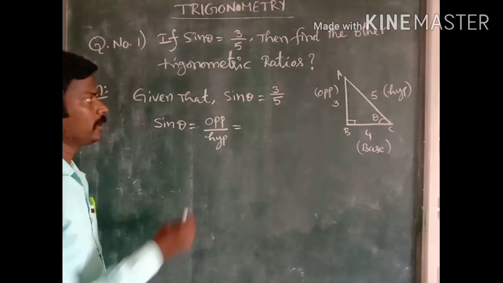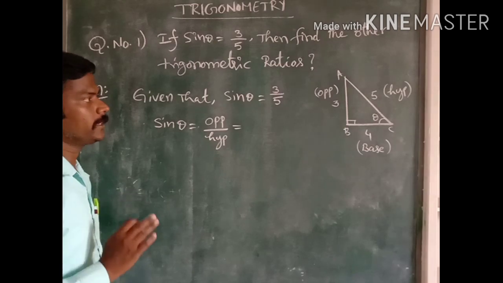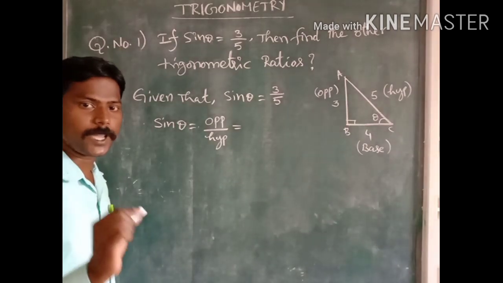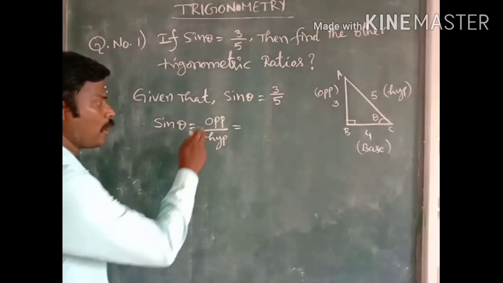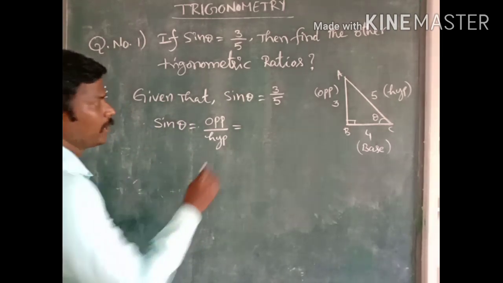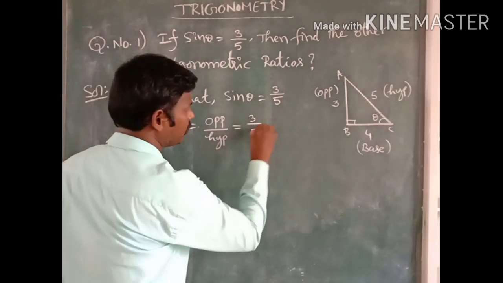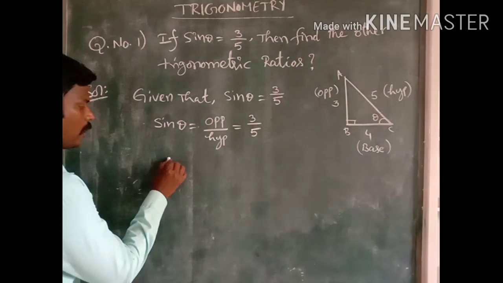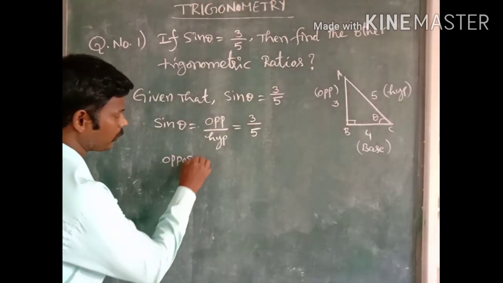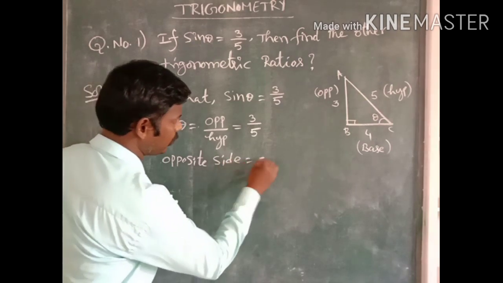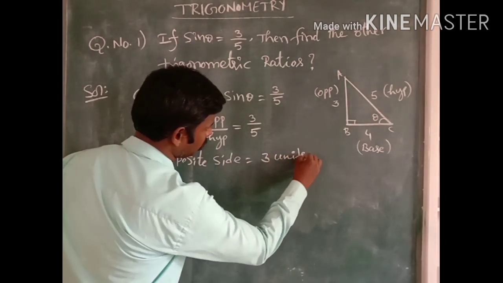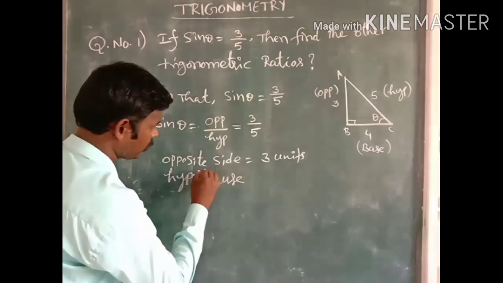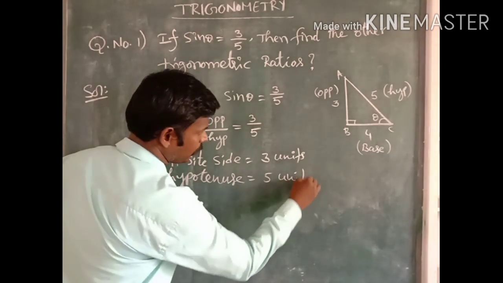Okay children, now observe here. First point, are you clear? First of all, what is given? Sin theta equal to 3 by 5. Second point, write the definition of sin theta. The definition is opposite side by hypotenuse. Now, the value is nothing but how much? 3 by 5. Now, you can separate the values. Opposite side equal to 3 units. Hypotenuse equal to 5 units.